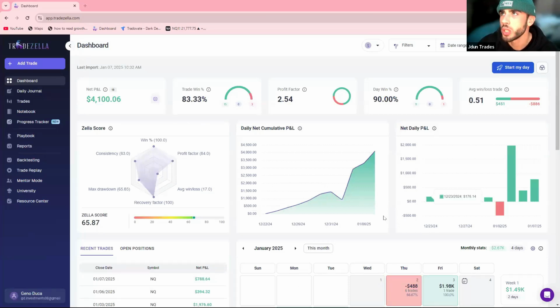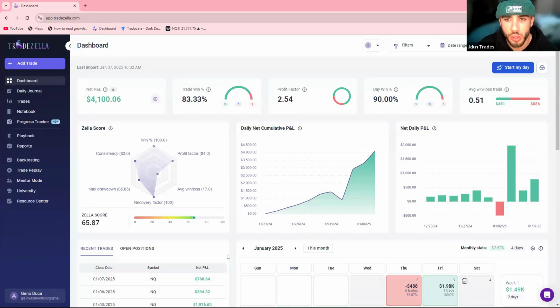Up 4,100. We had one bad day. You can see here, it's a pretty bad day. You can see the win rate, profit factor, trade win 83%, day win 90%. Profit factor around 3, not the greatest. Like I said before, sometimes you won't get the best risk to reward.